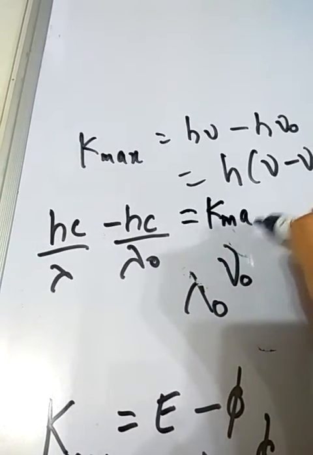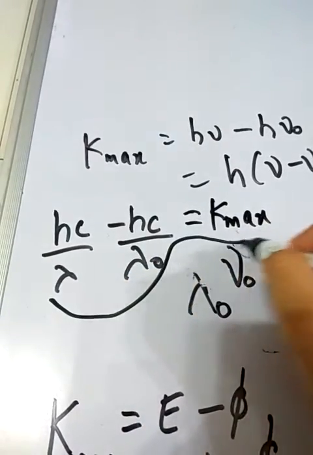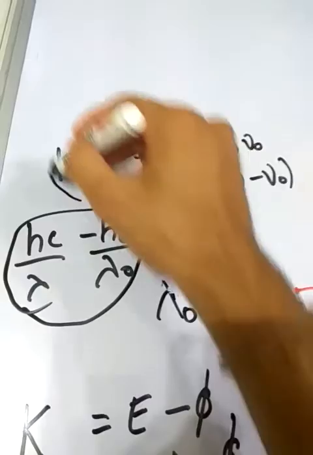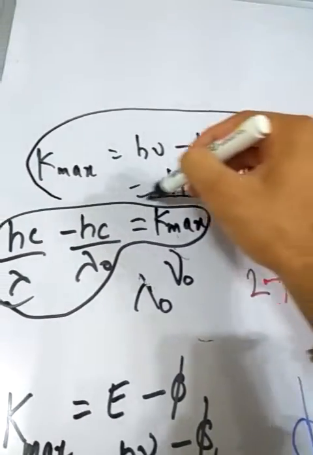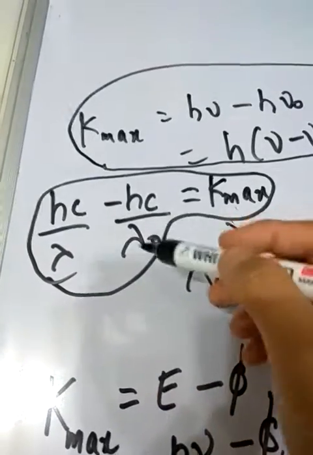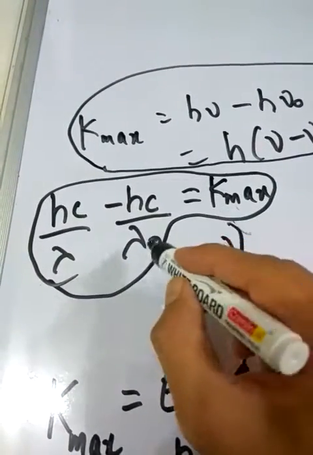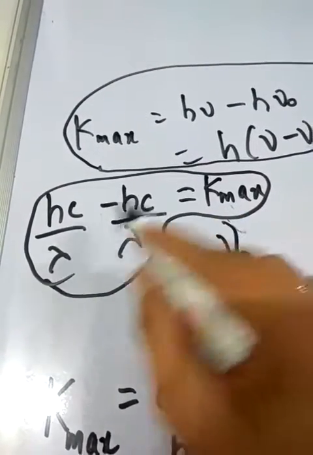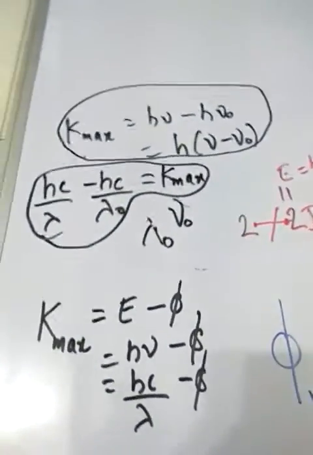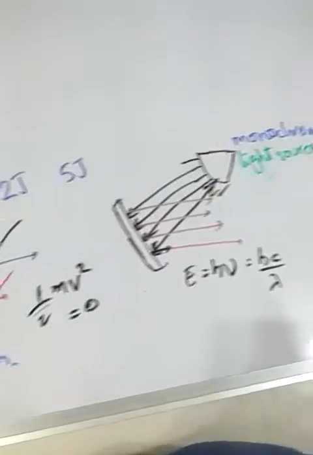Again it is K max. These are the important formulas, and this one also. Here we see lower the lambda naught, lower is the work function, higher will be the energy. It is inverse proportionality. Higher will be the energy with which the electron is ejected from the metal. So this is the second part of the photoelectric effect.